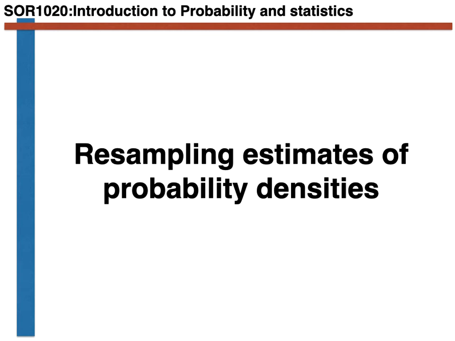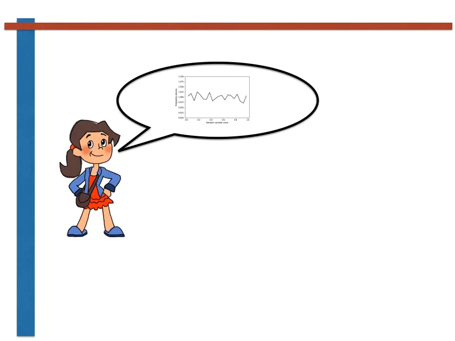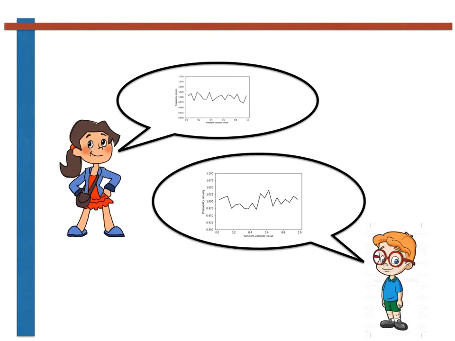Hello. You have perhaps guessed what the last issue that we need to cover this week is, but just in case you haven't, let's introduce Alice and Bob one final time to make clear what we are doing. This time, Alice and Bob have estimated a probability density function for a random variable. Alice has got the result shown here, and Bob has got the result shown here.